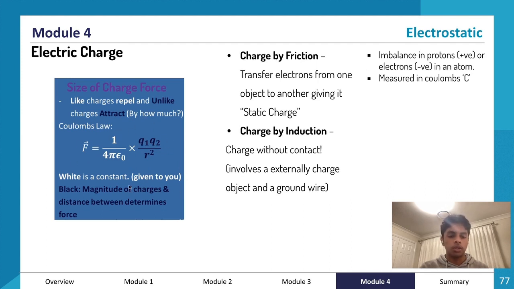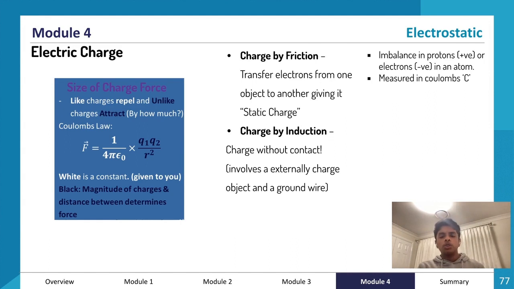So we use Coulomb's law. This epsilon over here is a constant that you have on your data sheet as well, so not to worry about this constant. This white value is a constant, given to you. The black value is the magnitude of charges and distance, which determines the force. So this is Coulomb's law, which we'll use to find the magnitude of the forces between 2-point charges.